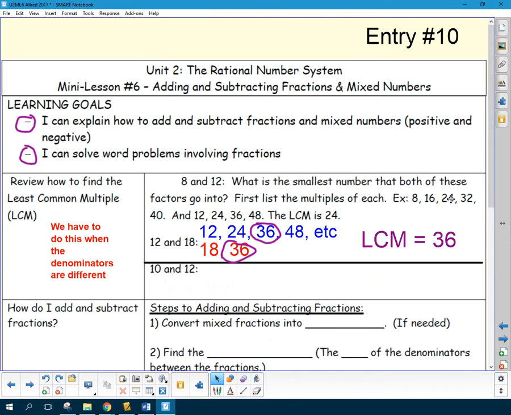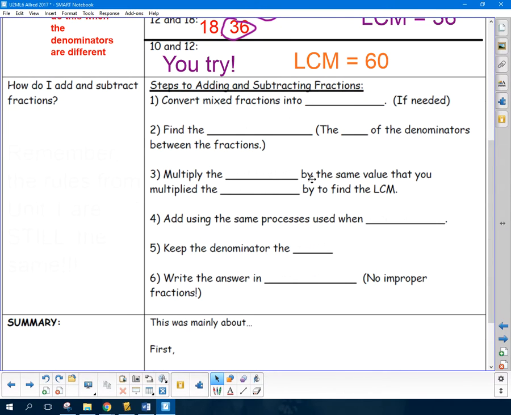That's a quick review. Tell Edpuzzle what you think the least common multiple for 10 and 12 is. List the multiples of each, okay, and then tell Edpuzzle what you think it is. Hopefully, you determined that the LCM of 10 and 12 was 60.